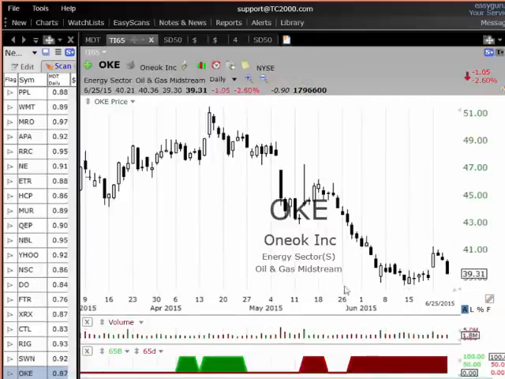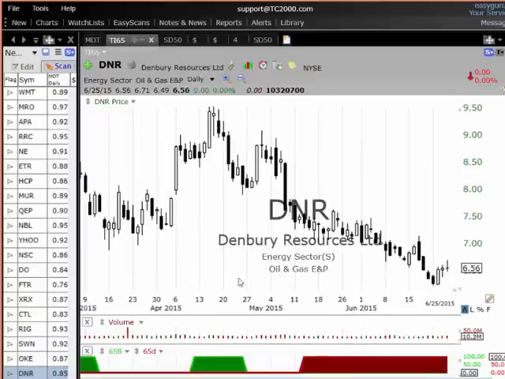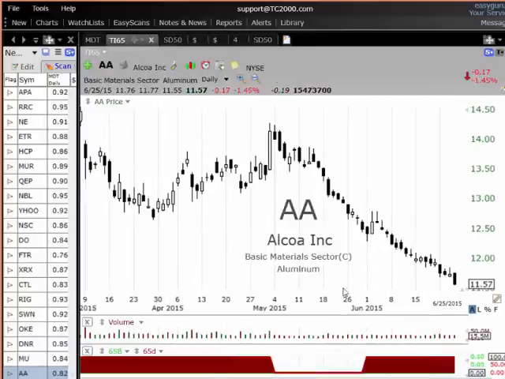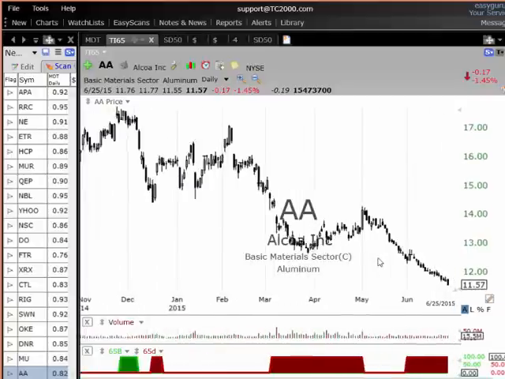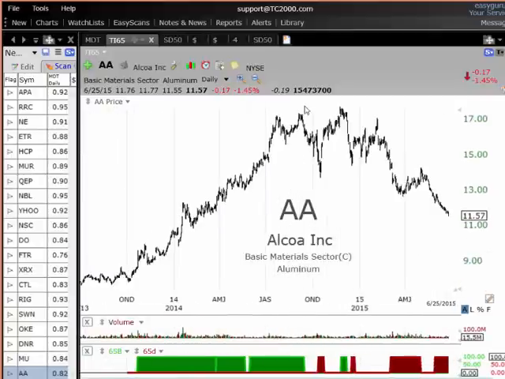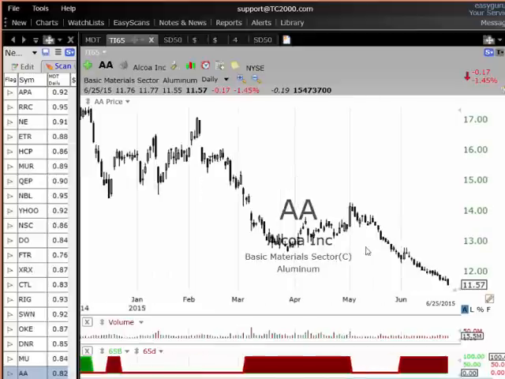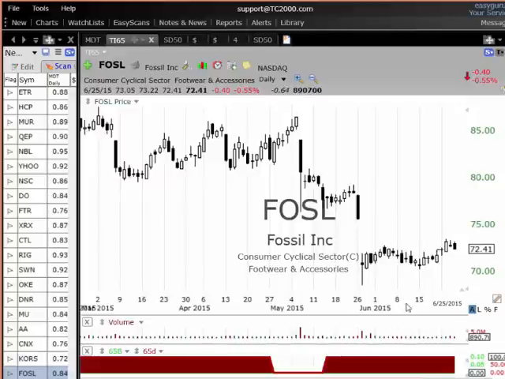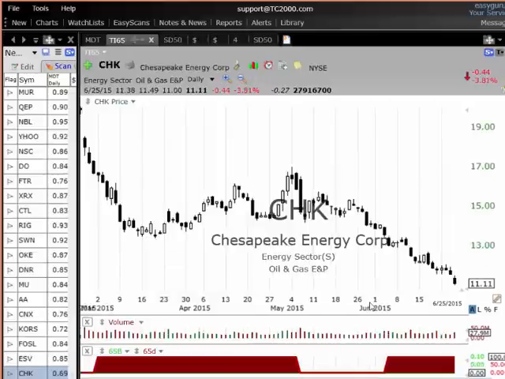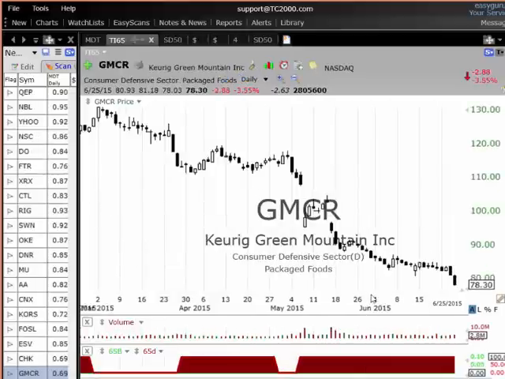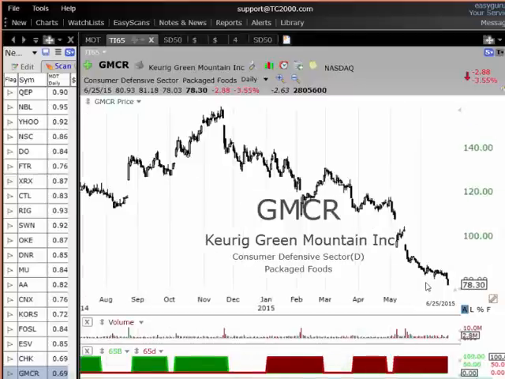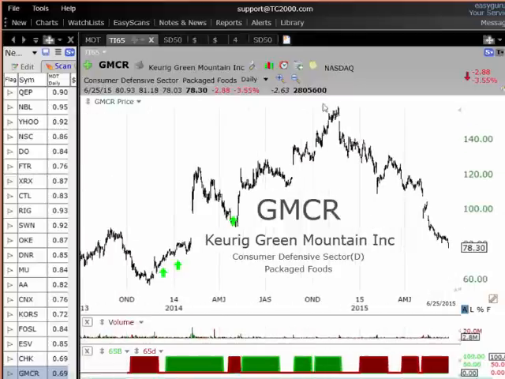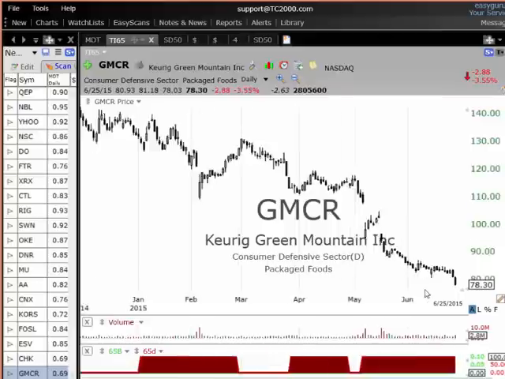Transocean, SWN, the oil stocks have been weak for almost a year now, and many of them are having, see, another breakdown. Alcoa, which was a strong stock some time ago, very strong last year, and now it's a weak stock, breaking down. Michael Kors, Fossil the watchmaker, which is very weak. Oceaneering, Chesapeake, GMCR, which was once upon a time a darling of the market. See here, and then it's now very weak.